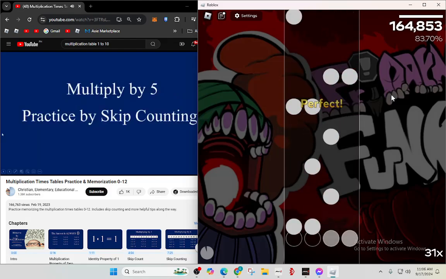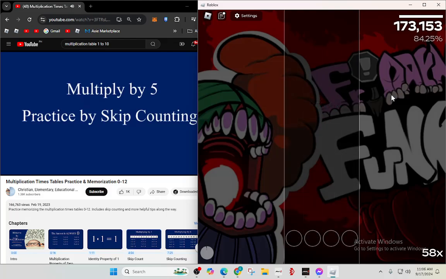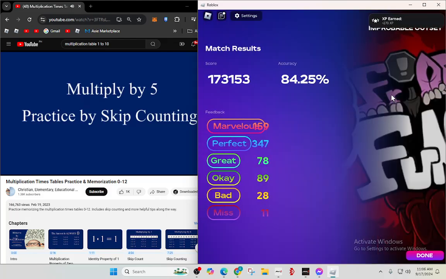Very good job. Okay, now let's practice multiplying by the number 5. We'll again practice with skip counting first. You're probably familiar with skip counting by 5s. These are the answers to our multiplication times tables for 1 through 12 multiplied by 5.